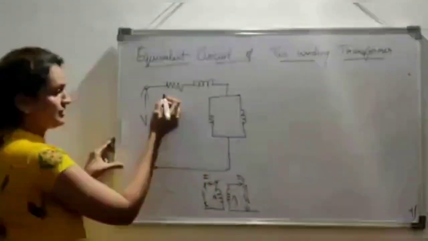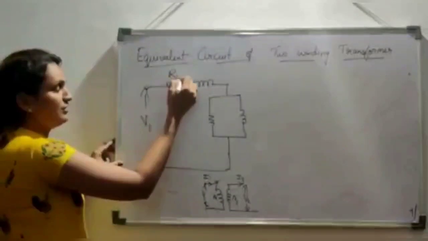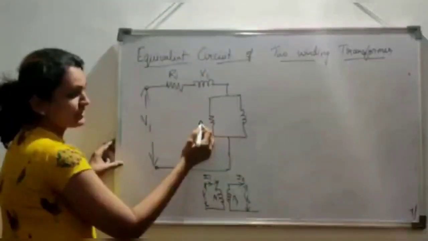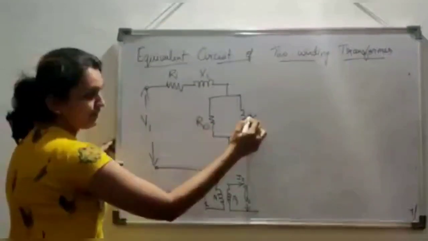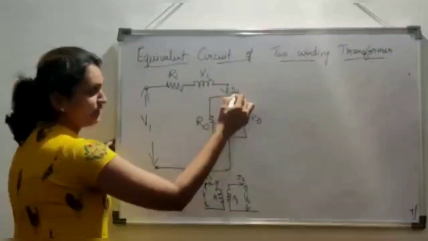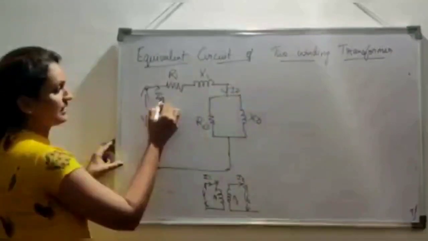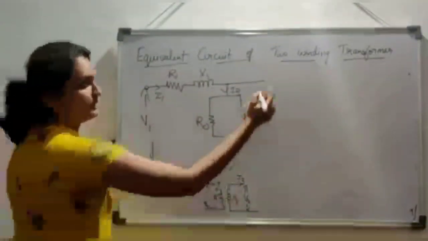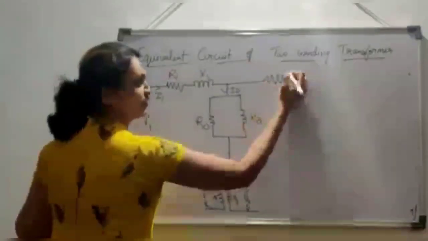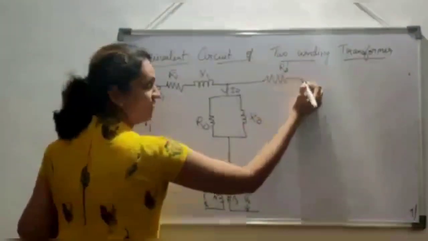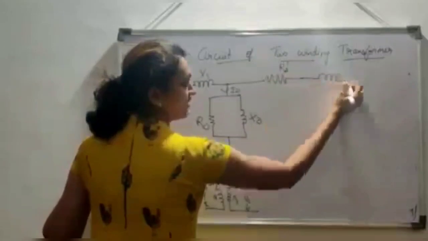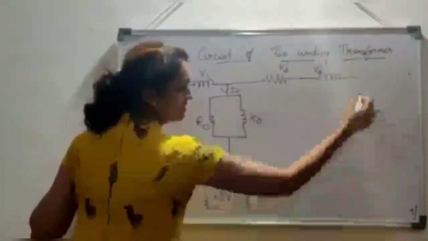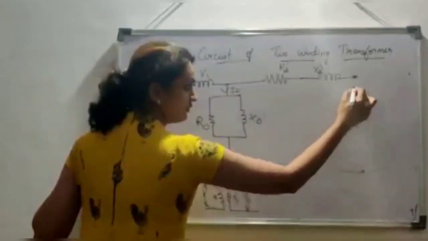So now if you check in here, the primary value, that is R1 X1, and this is the exciting circuit, that is R0 X0 with a current of I0, and this is primary current I1. So now I am shifting the secondary values to primary. So this value is R2 dash, and then you have a reactance, that is X2 dash. So this is the secondary side voltage V2 dash.